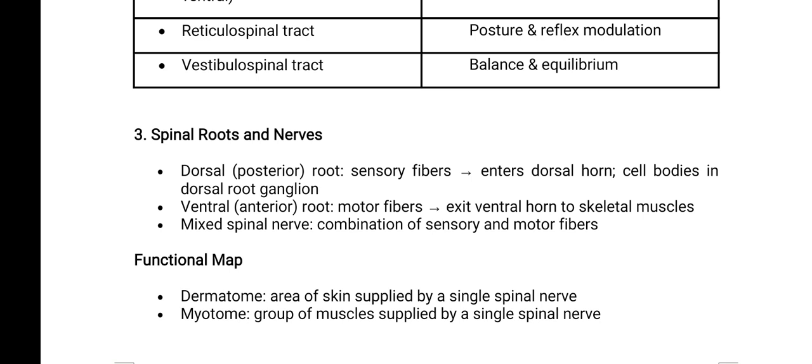Then we have the ventral root, or the anterior root. This anterior or ventral root gives off motor fibers, and these motor fibers exit the ventral horn to get to the skeletal muscles, because they have to control motor function.